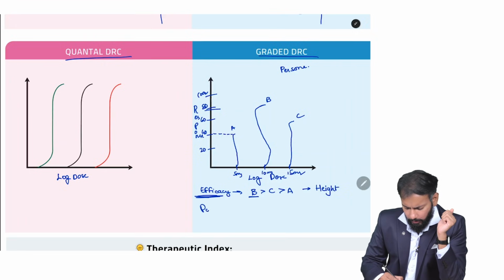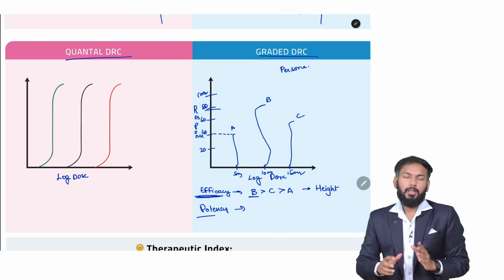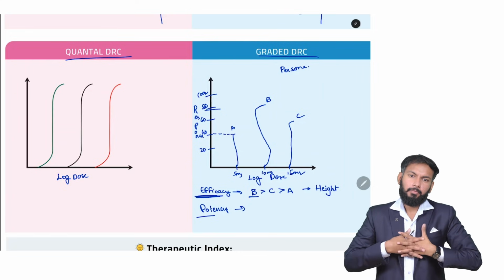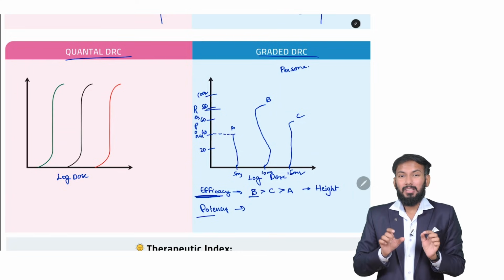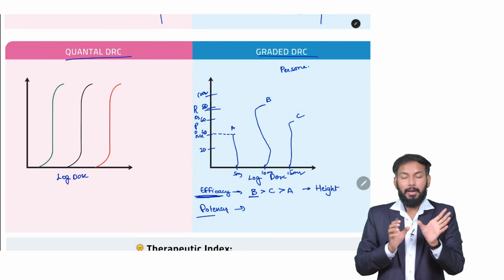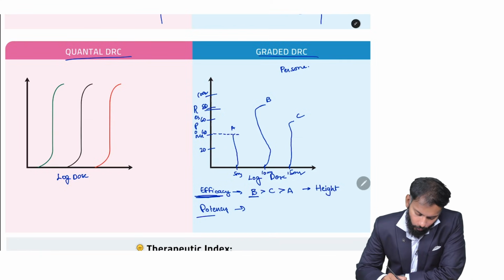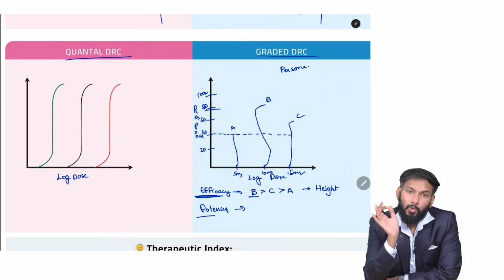Next they'll ask about potency. Which drug is more potent? This is where people might get confused. Which drug is more potent, A, B or C? See, potency means the relative dose required to produce a certain effect. Let us take the certain effect as 40. How much dose is required to reduce 40 millimeter mercury of BP?